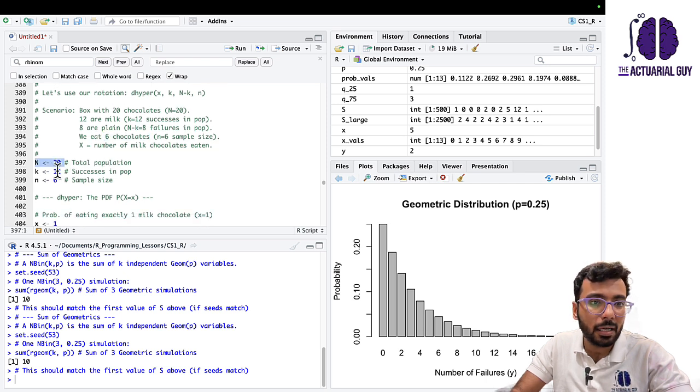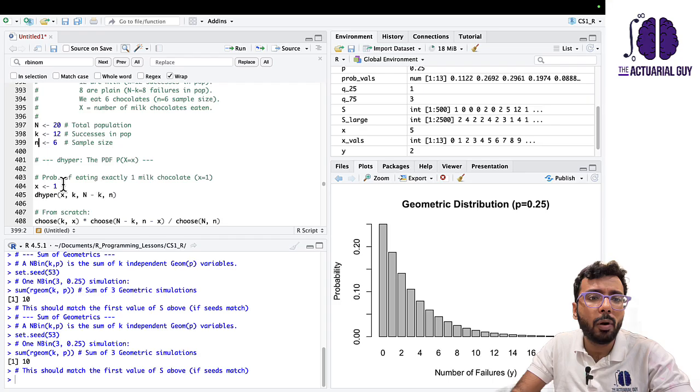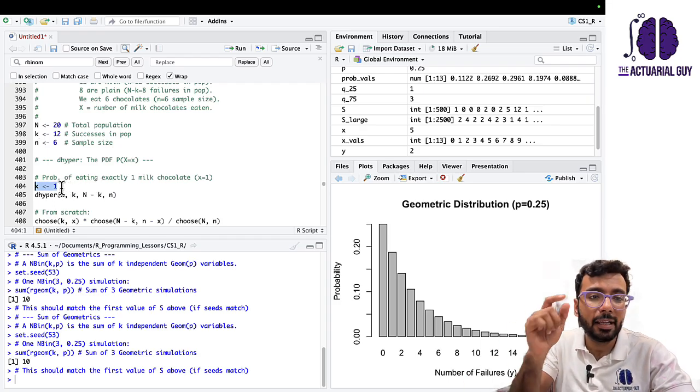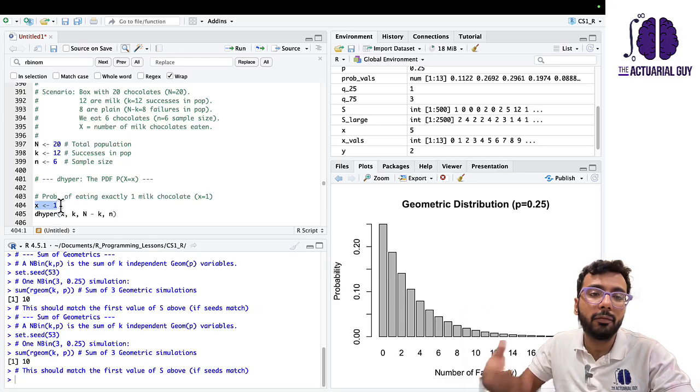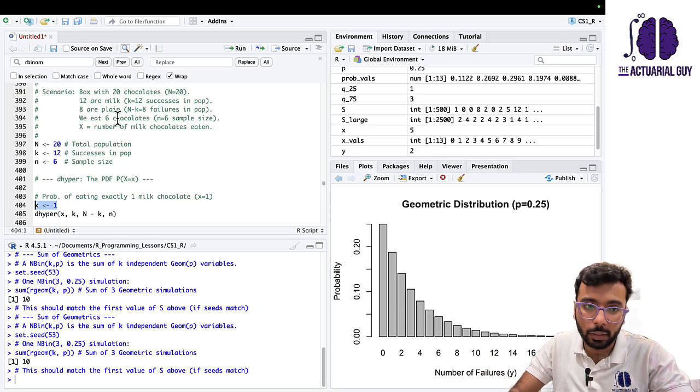So here your N is basically your total population, capital N. K is the total successes that are present in the population, which is your 12 milk chocolates, right. And you're drawing a sample of size 6, which is your small n, right. Now what is the probability that you have exactly 1 milk chocolate out of the six that you have eaten? Exactly 1 is a milk chocolate, right. So the other 5 would be plain chocolates, right.